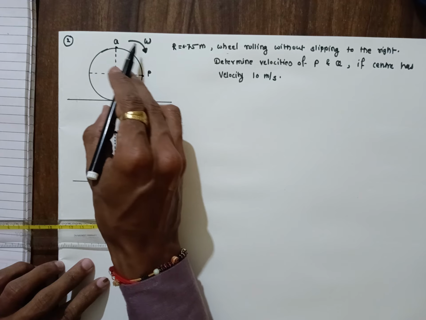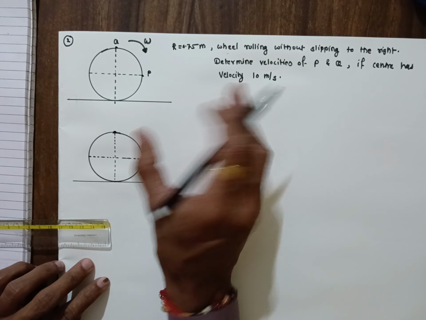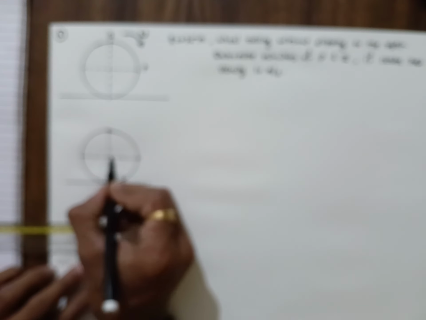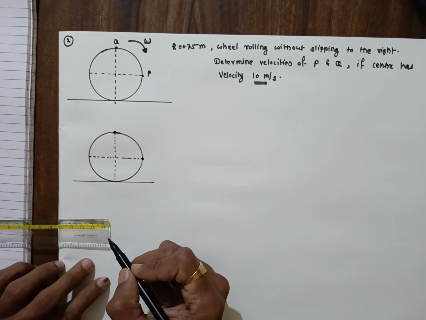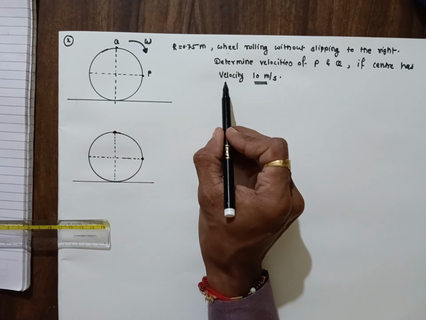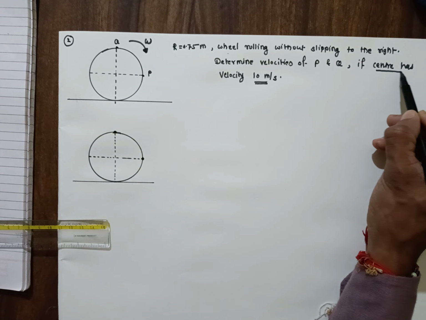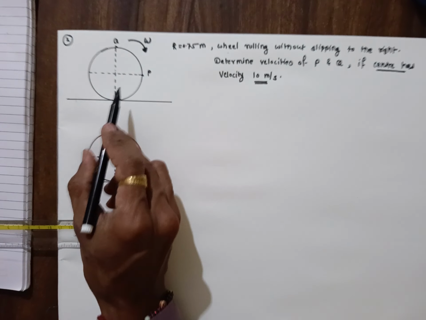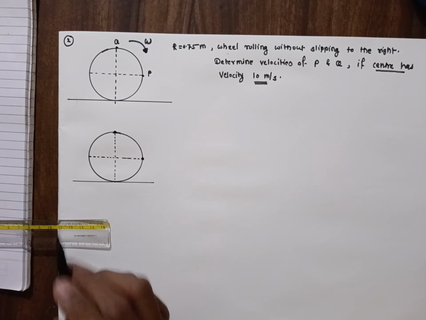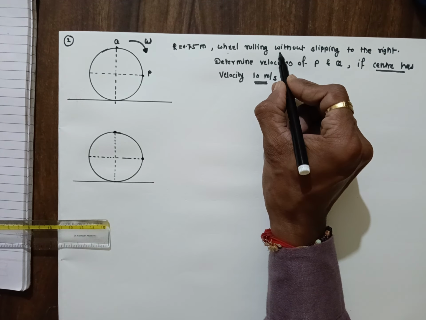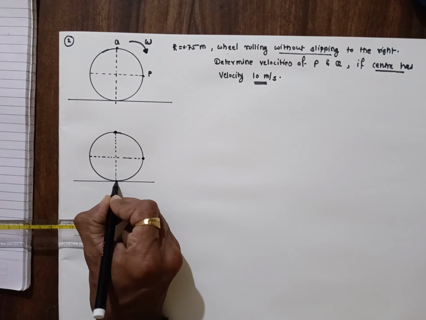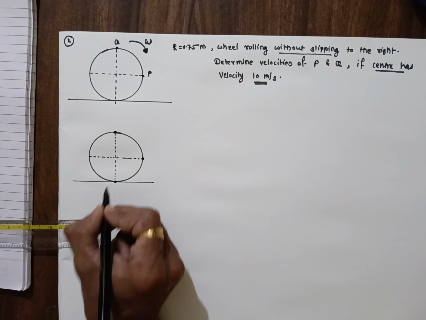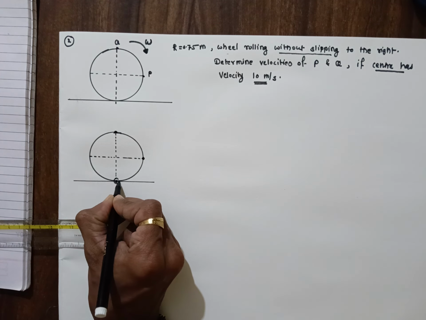As the wheel is rolling to the right, in the clockwise direction, its center has a velocity of 10 meter per second. First we have to show the direction of the center velocity. So draw the given wheel as it is. Then as the condition is without slipping, the ICR is the contact point with the ground. So this point is the ICR.